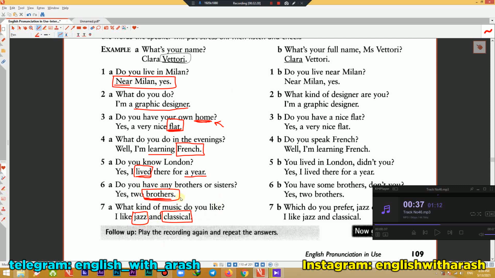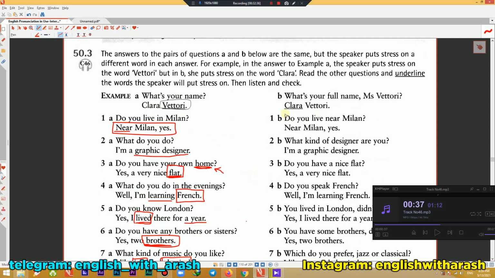Jazz and classic. Good, Ali. Jazz and classic. Or classical, yeah. But I don't know what is this one here. Let's see what is on the left.